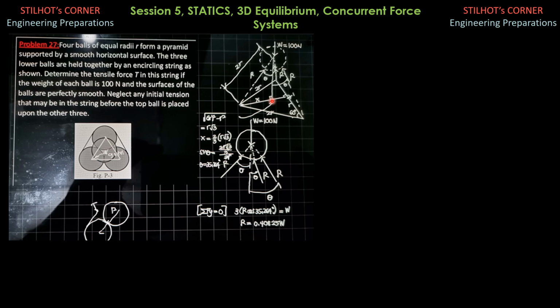And that is sine of theta equals opposite x, which is 2r square root of 3 over 3, divided by the hypotenuse, which is the length of this reaction R, center to center, center of the upper ball to center of the lower ball. So the length of that hypotenuse is also 2R.